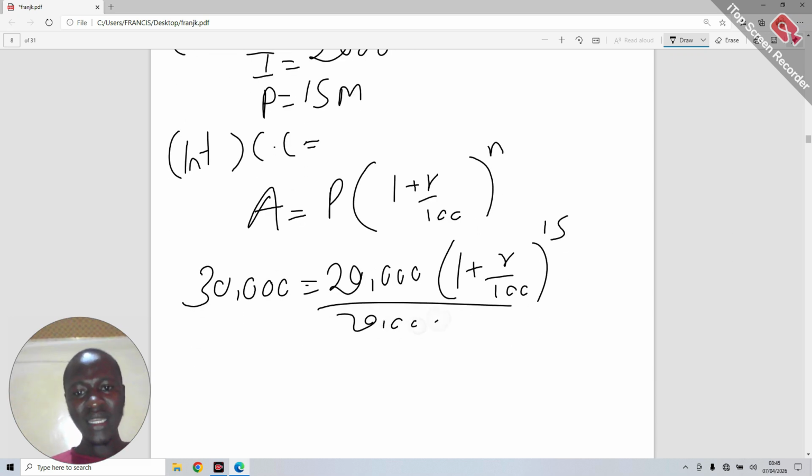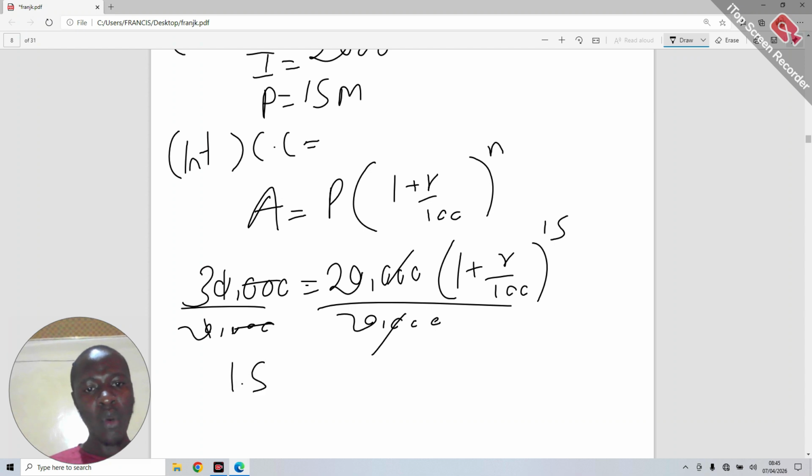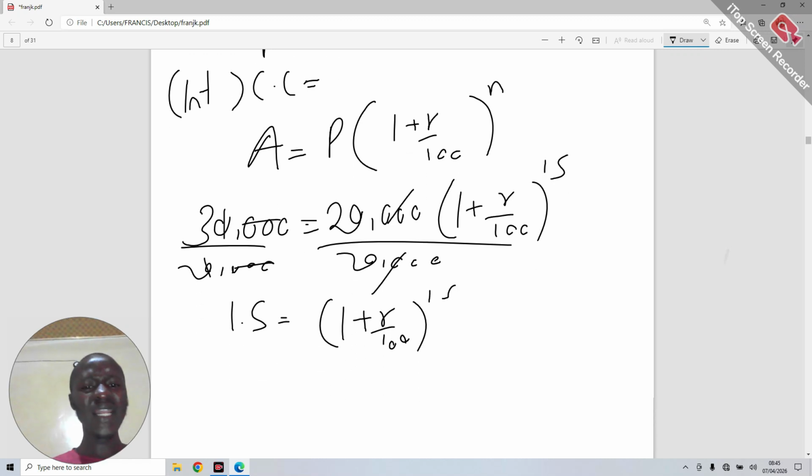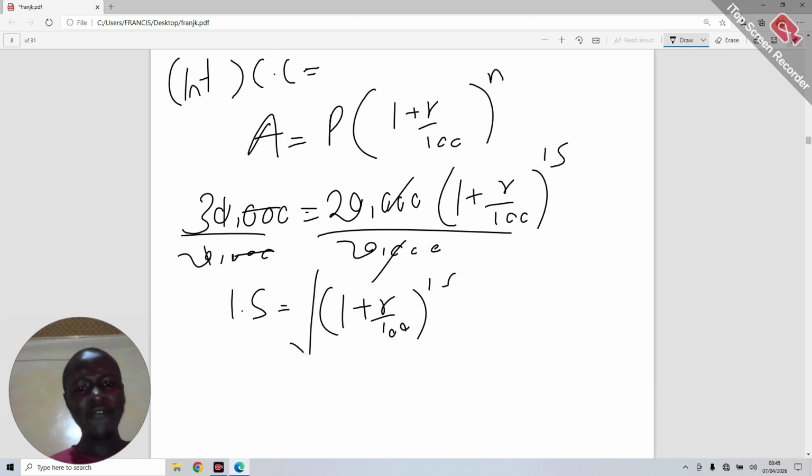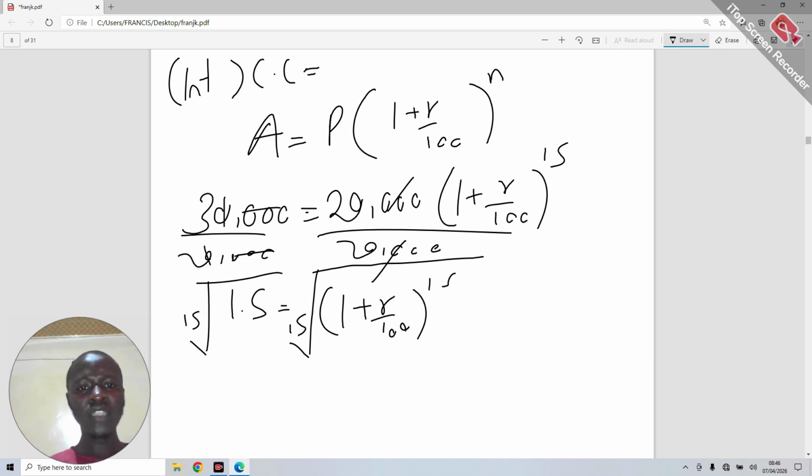Now with your calculator, let's do it faster. Divide both sides by 20,000. This cancels this: 30,000 over 20,000, so 3 divided by 2 is 1.5. Now 1.5 equals 1 plus r all over 100, to the power 15. How do I remove that power 15? You get the 15th root of both sides, so the 15th root will cancel out the power.